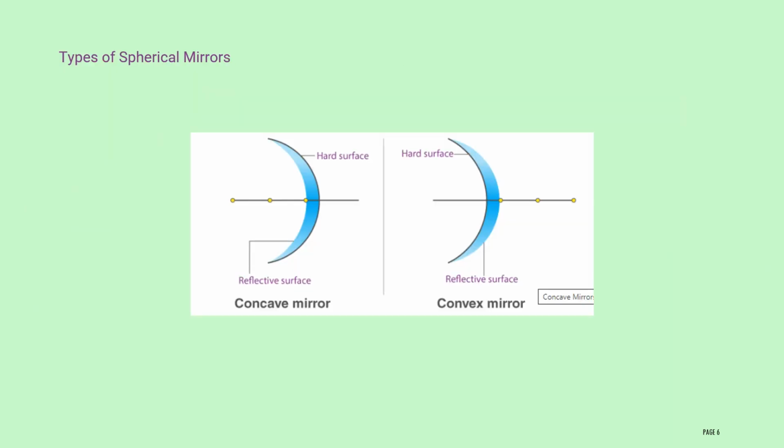Types of spherical mirror. Here you can see two types of spherical mirror. One is concave mirror, another one is convex mirror. Let us discuss in detail.